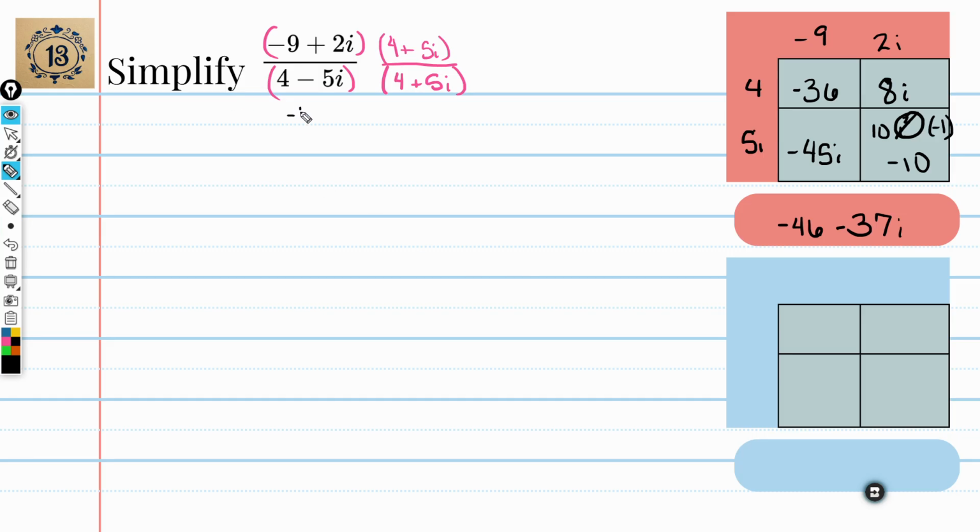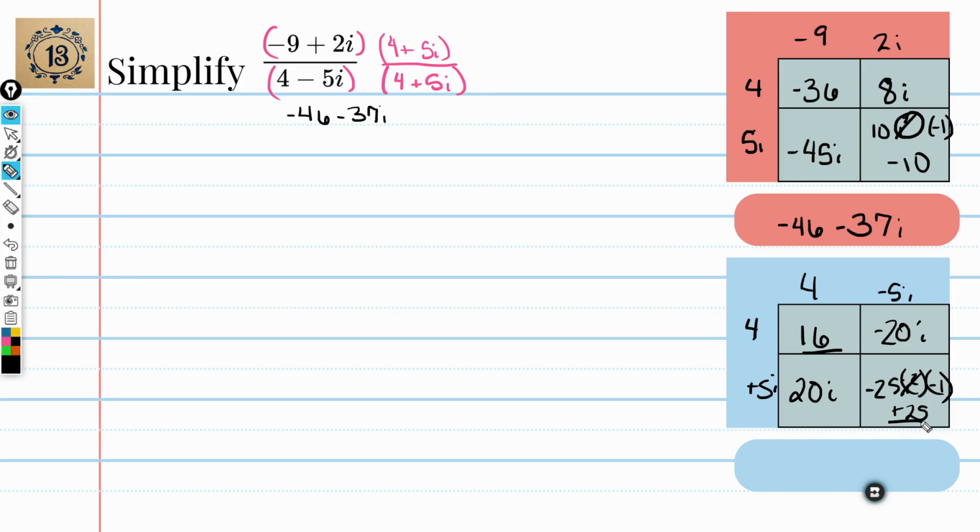Now we have to multiply and get our denominator. And so we have 4 plus 5i times 4 minus 5i. 4 times 4 is 16. 4 times 5 is 20i. 4 times negative 5 is negative 20i. 5 times negative 5 is a negative 25i squared. I squared becomes a negative 1. So 25 times negative 1 is a positive 25.